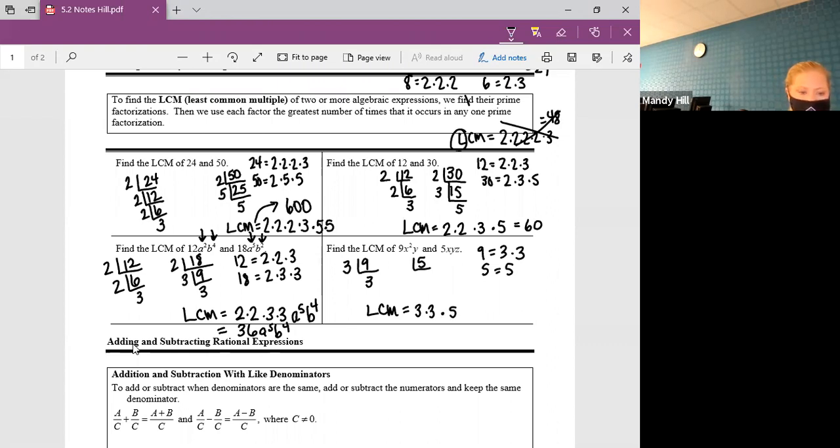Okay, and then I'm going to look at my variables. I've got an x squared here and just an x to the first power here. So the x squared would win. I've got a regular old y to the first and another y to the first. So it would just be y to the first. I've got a z in this one. This one doesn't have a z, but it doesn't matter. I have to list it if it's there, because you list it the most amount of times it is in either list. You're comparing, right? So that's going to give me 3 times 3 times 5, 45, x squared y z.